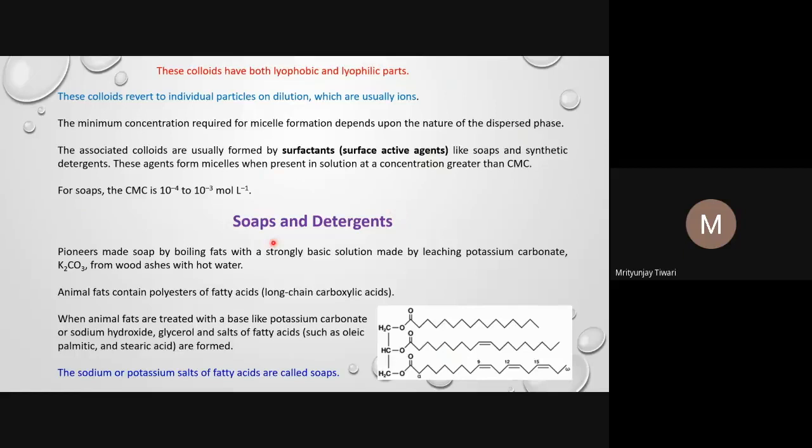The critical micelle concentration may vary from soap to soap or detergent to detergent. For general soaps, the CMC is 10 to the power minus 4 to 10 to the power minus 3 mole per liter, meaning the molar concentration. It's a range, so you can see it's not a fixed concentration. For soaps, the critical micelle concentration is 10 to the power minus 4 to 10 to the power minus 3 molar.